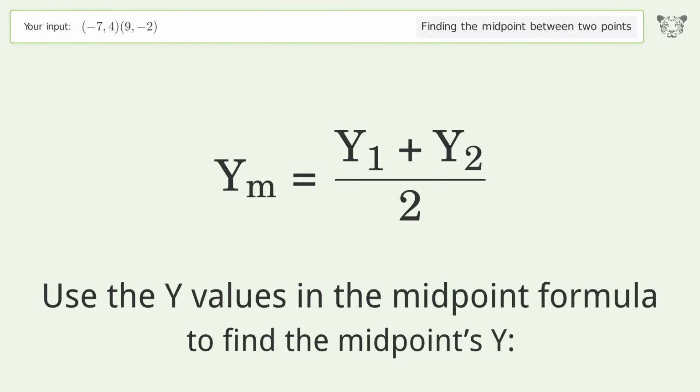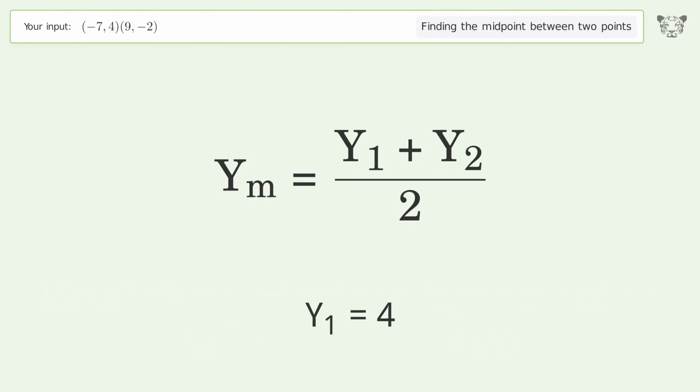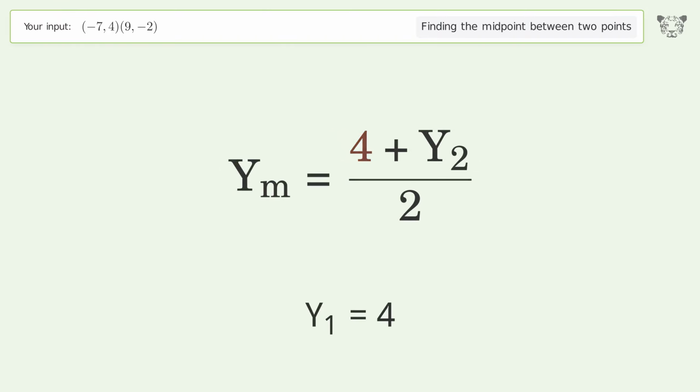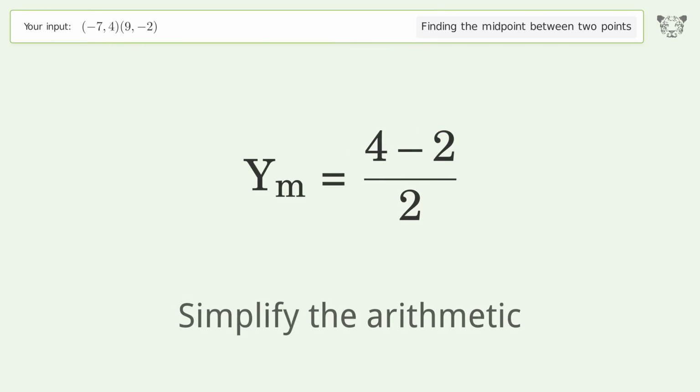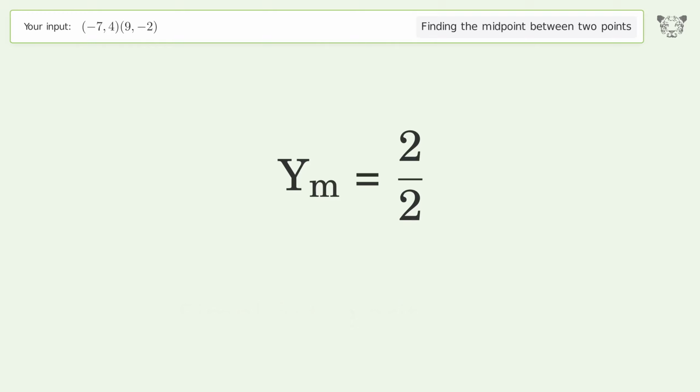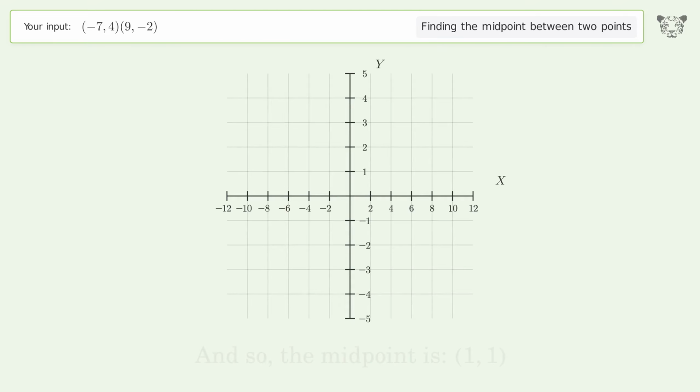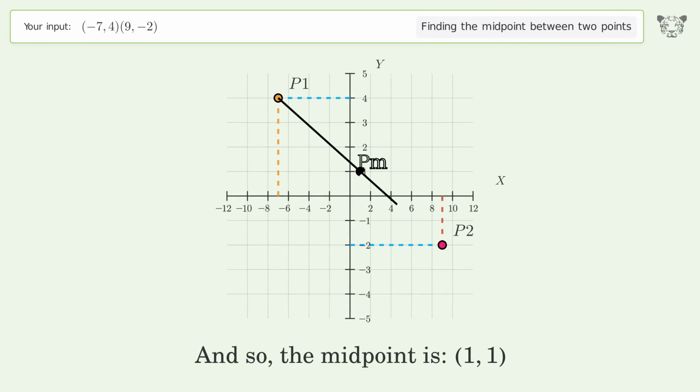Use the y values in the midpoint formula to find the midpoint's y. y1 equals 4. y2 equals -2. Simplify the arithmetic. And so, the midpoint is 1, 1.